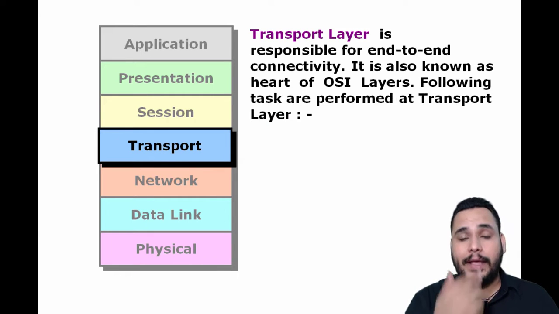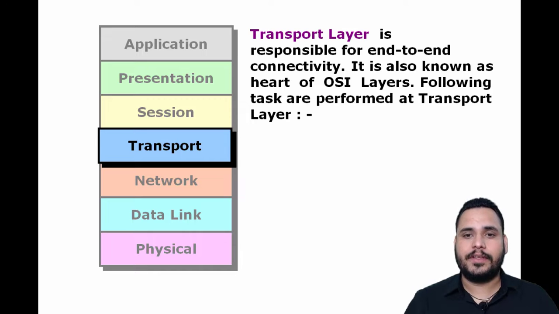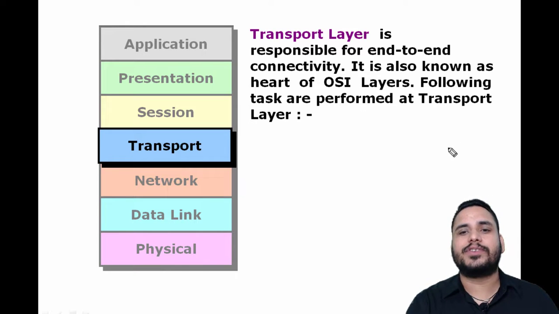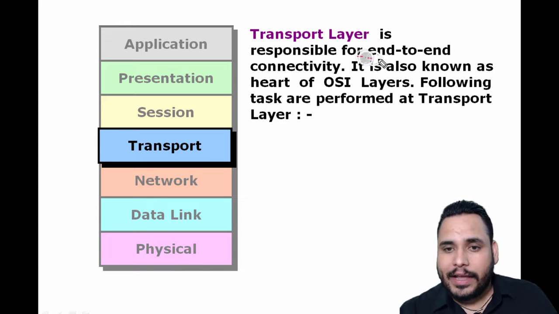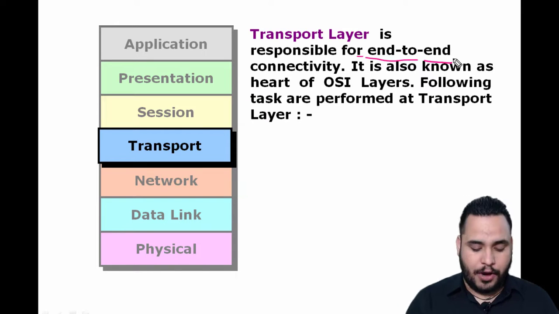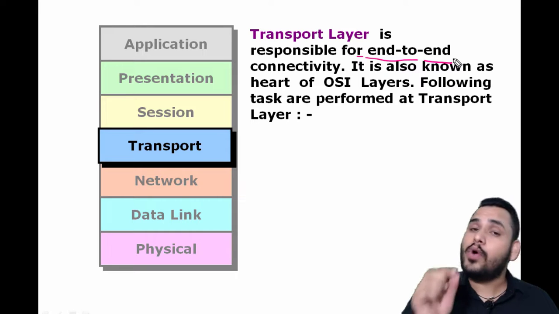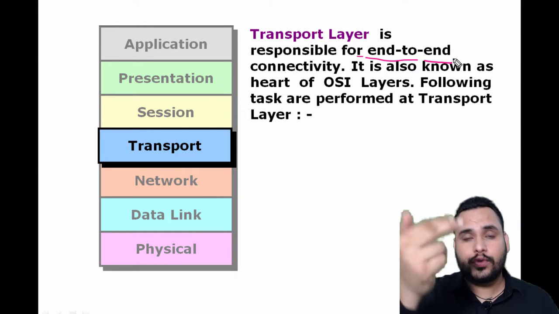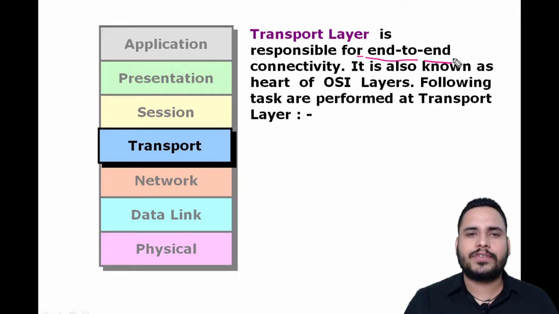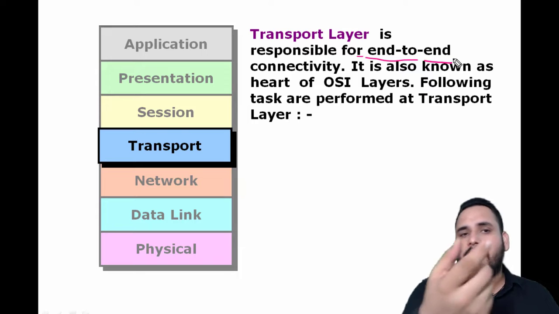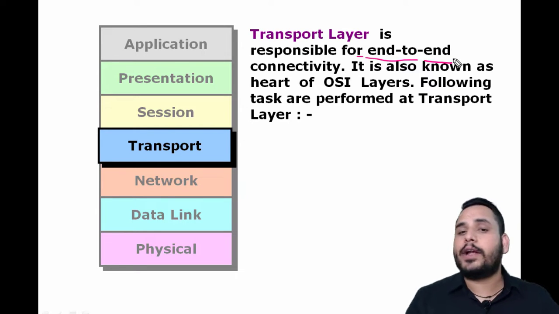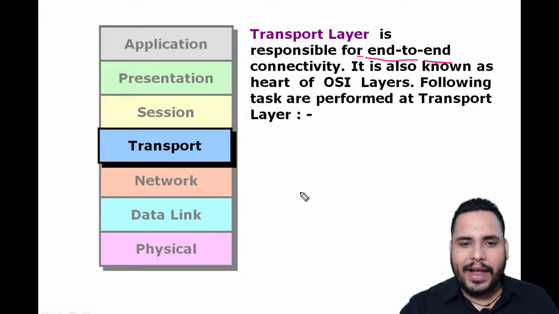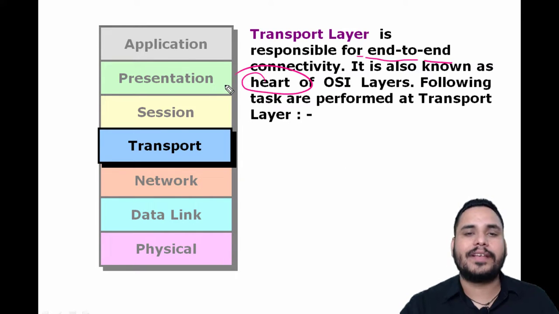Now, what is the meaning of the transport layer actually? The transport layer is used for end-to-end connectivity. It provides information from the software layer to the hardware layer and from the hardware layer to the software layer. Like if I want to send any information from my WhatsApp, then the transport layer helps take the data from the app and after that sends the data to the network device, the router. That's why it is known as the heart of OSI.